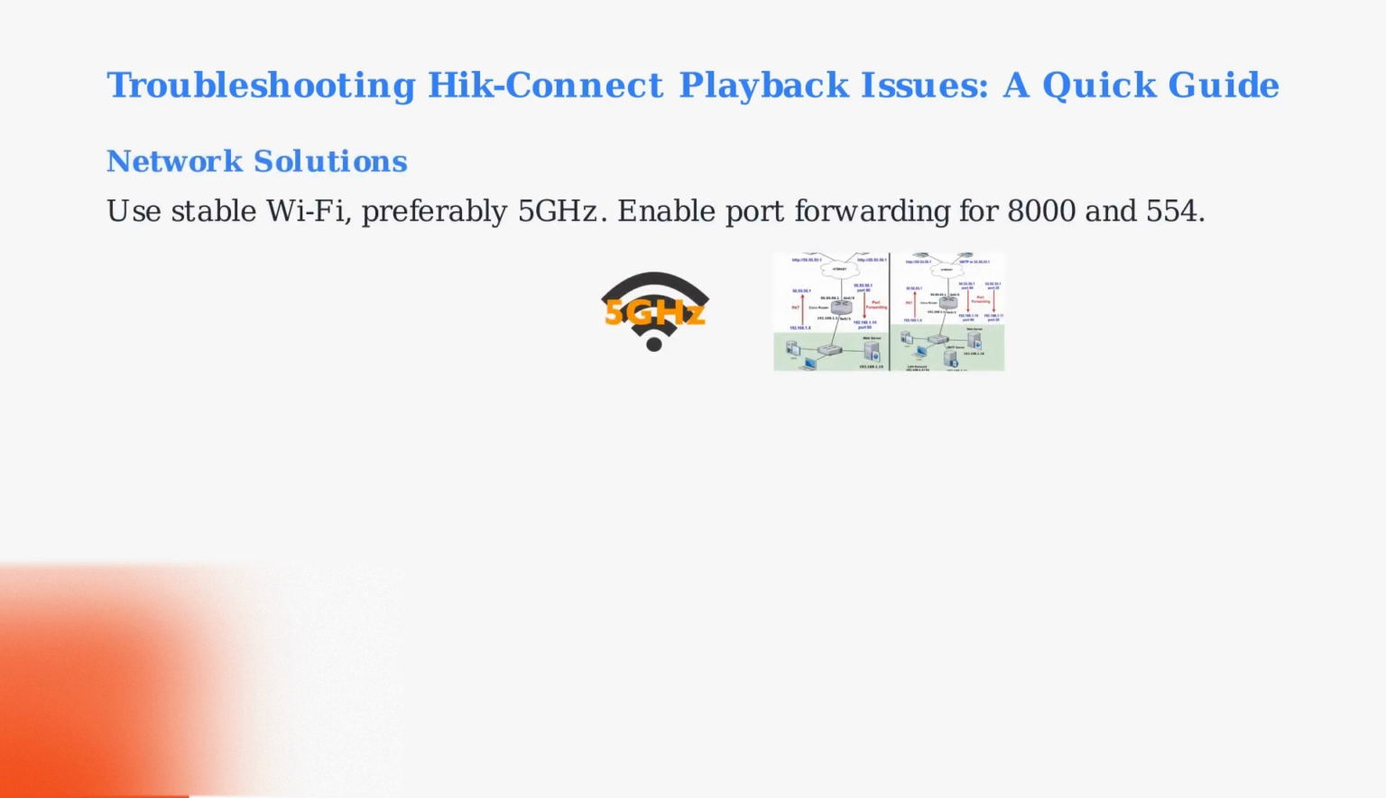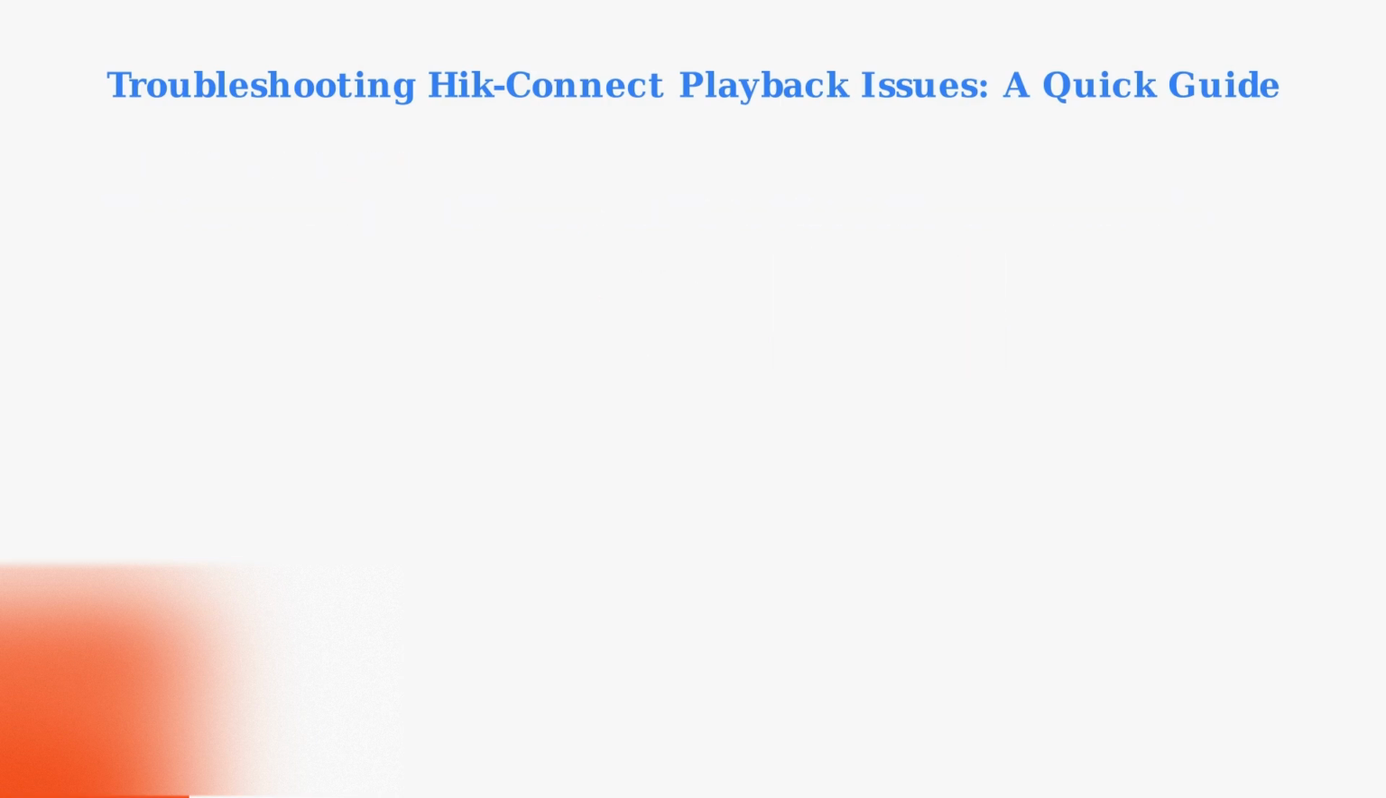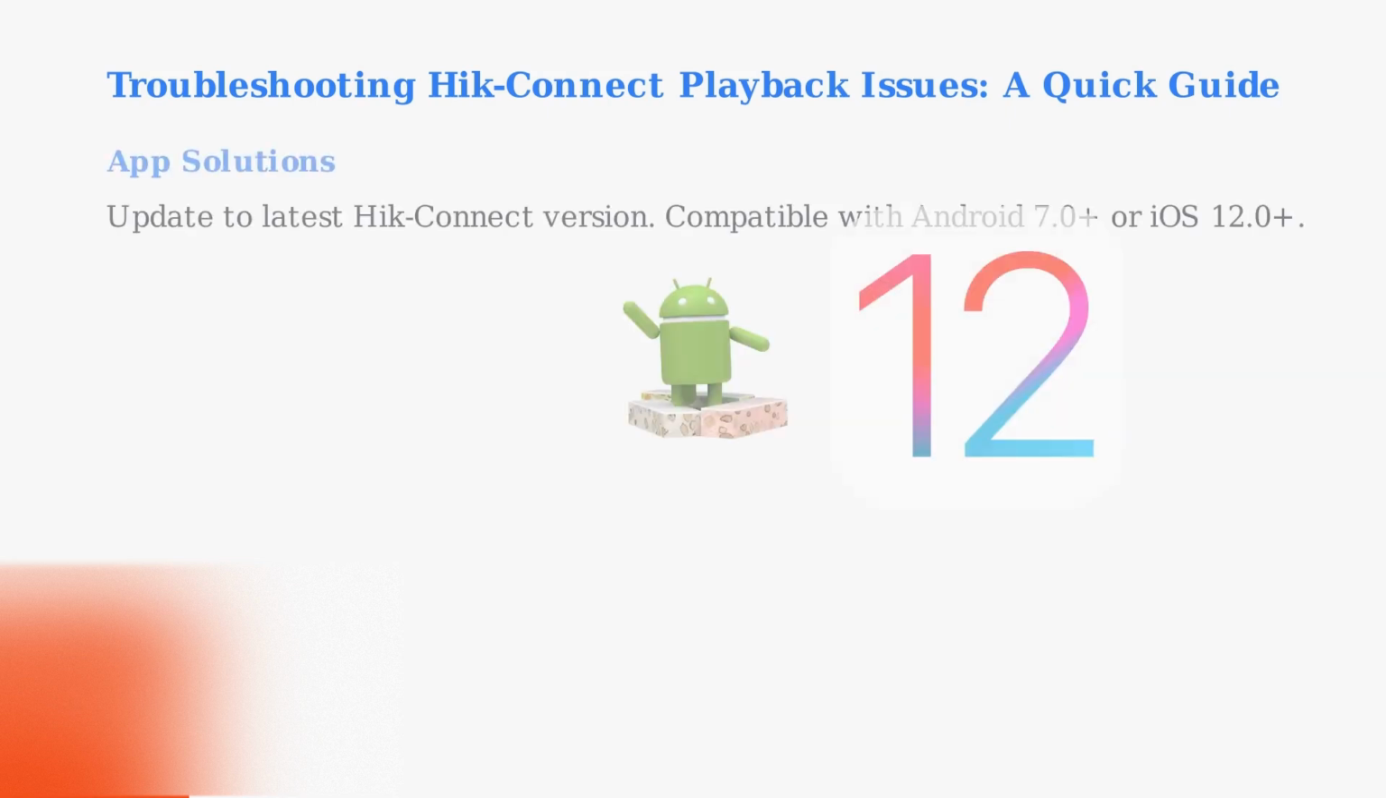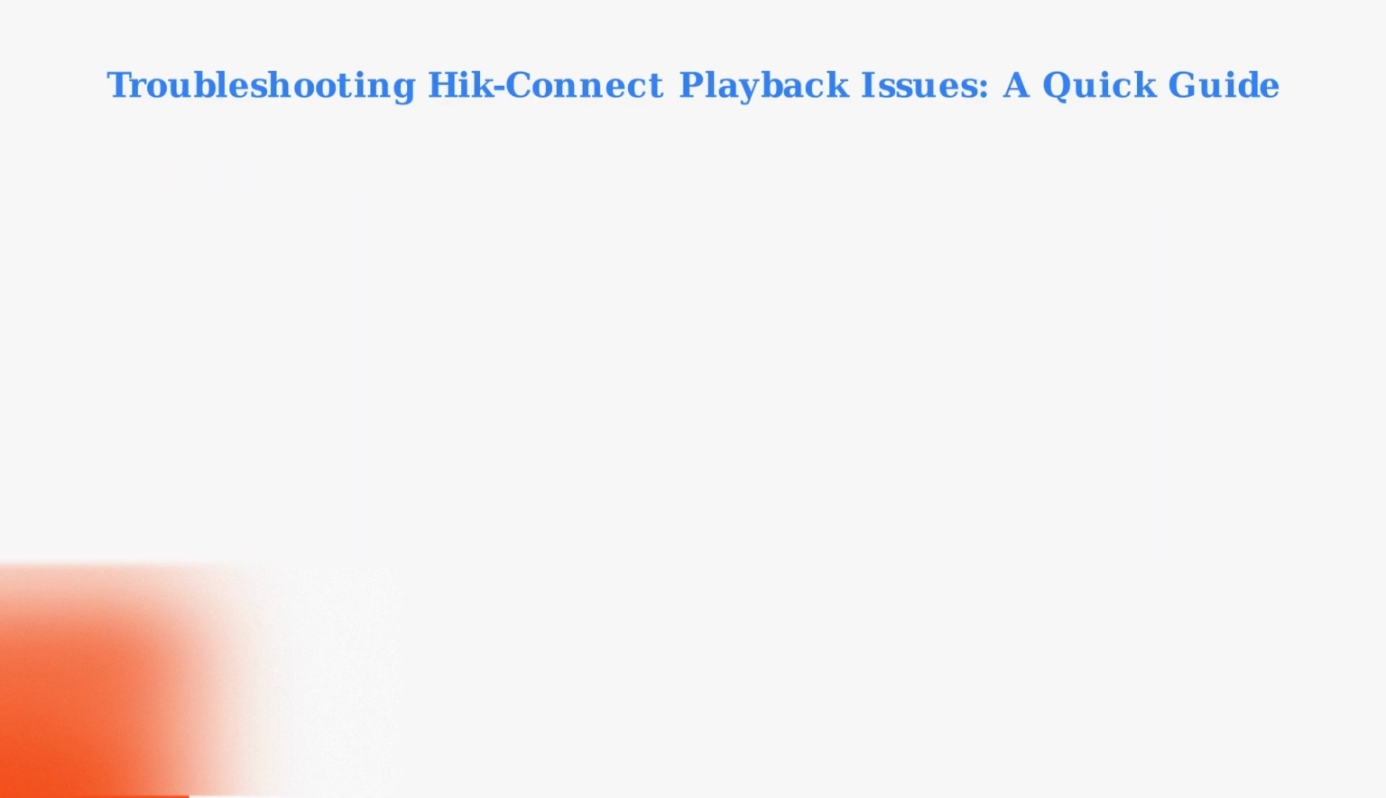Then, check your network. Stable Wi-Fi, preferably 5 GHz, and proper port forwarding for ports 8000 and 554 are crucial. Lastly, make sure your app is up to date with the latest version, compatible with your Android 7 Plus or iOS 12 Plus device. The good news is Hikvision's latest updates, especially Hik-Connect 5.2, have significantly reduced these issues.